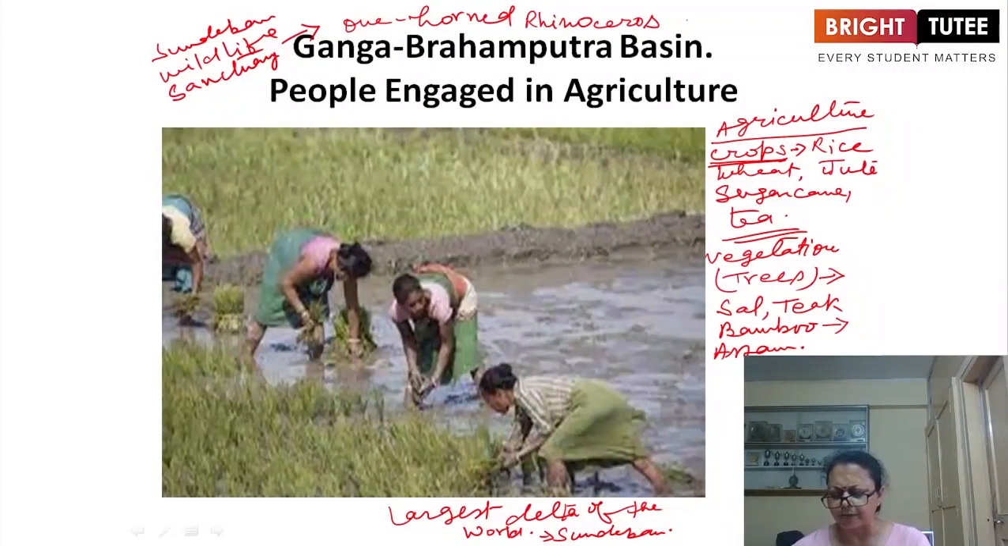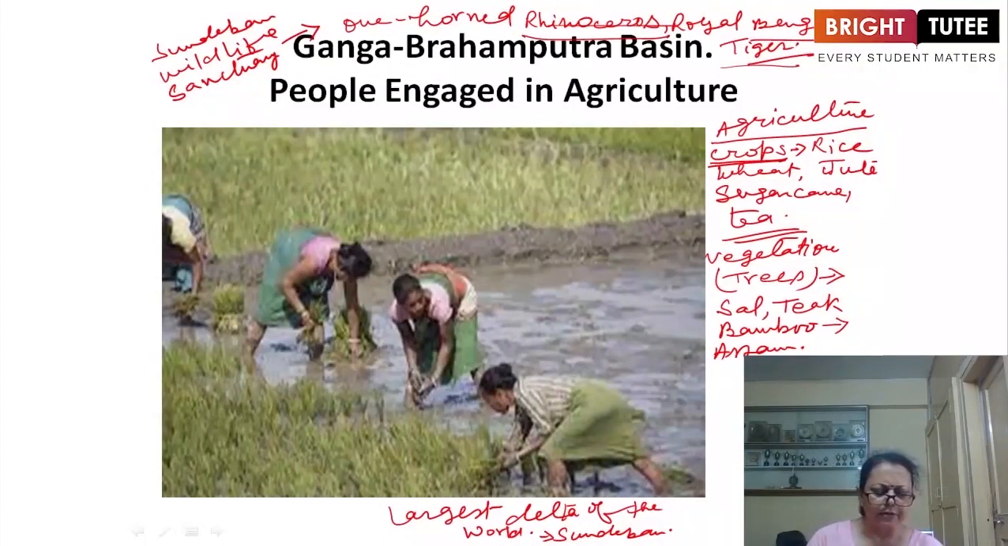One-horned rhinoceros are very common, and the Royal Bengal tiger. These are the very common animals found in the forest of this Ganga Brahmaputra basin. The other animals include elephants, deer, crocodiles, alligators, and monkeys. These are also some of the animals which are found in this region.